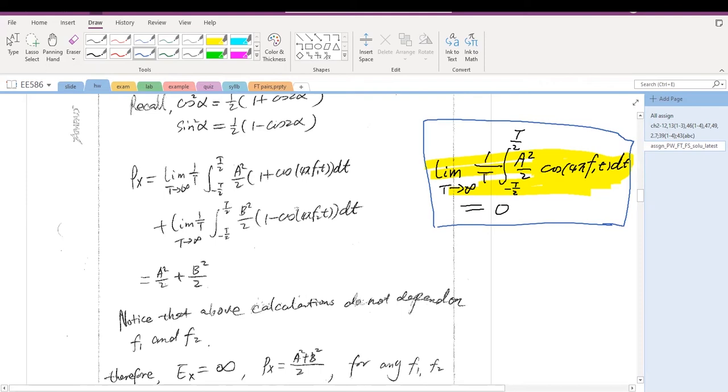We know this: if we take A squared as this term, A squared cosine, if we do this integral and then take the limit, this term goes to 0. The same argument I specified in the lecture of Chapter 2, in the video on power and energy.